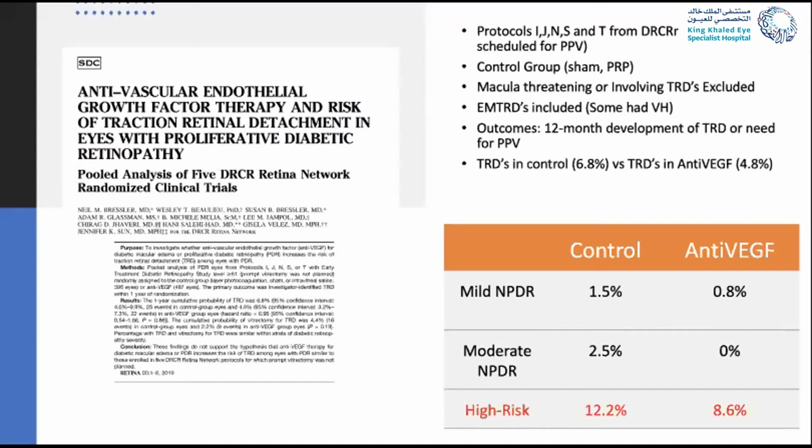However, we need to take into account that the anti-VEGF most commonly used in all these protocols from the DRCR net was ranibizumab. They were focused mainly on that, and only about 80 out of these 500 patients who received injection were receiving either Avastin or Eylea. And as you can see in the table down below, most of the cases that developed eventual traction were patients with high-risk PDR.